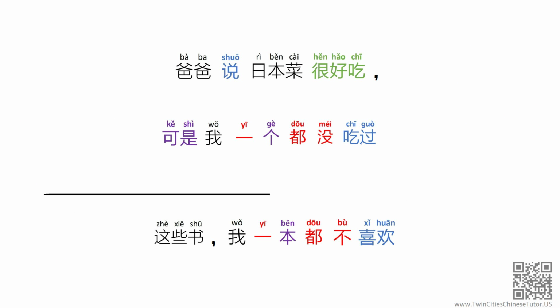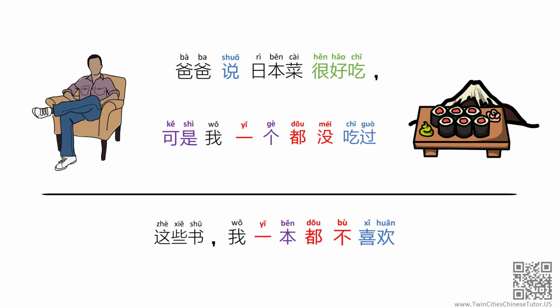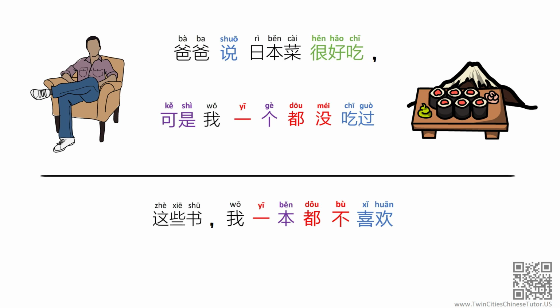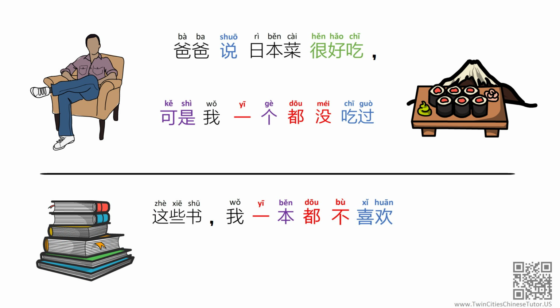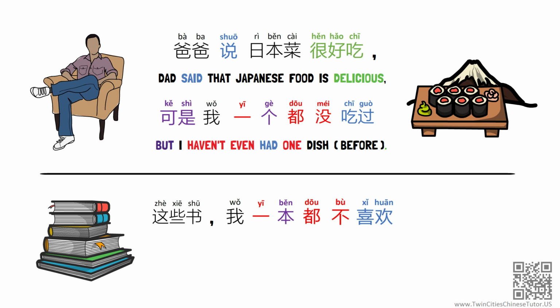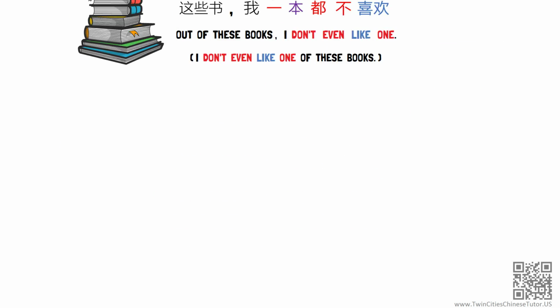Can you figure out the meaning of the following two Chinese sentences? 1. 爸爸说日本菜很好吃，可是我一个都没吃过。2. 这些书我一本都不喜欢。Okay, I think the answers are: Dad said that Japanese food is delicious, but I haven't even had one dish before. Out of these books, I don't even like one. Or, I don't even like one of these books. Good job, Ellie. You got it.